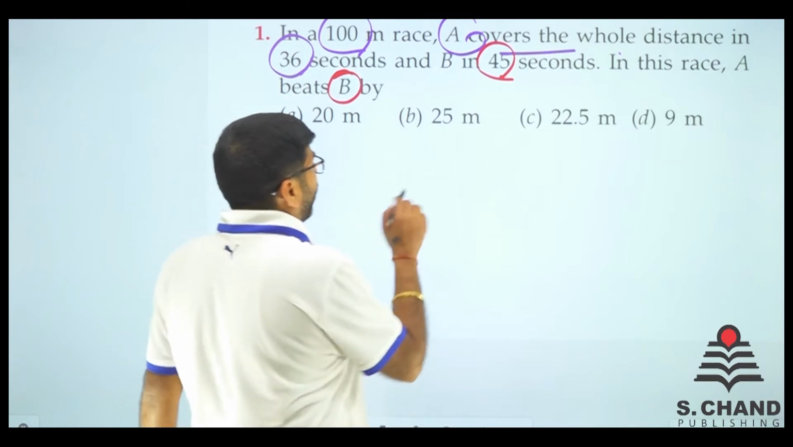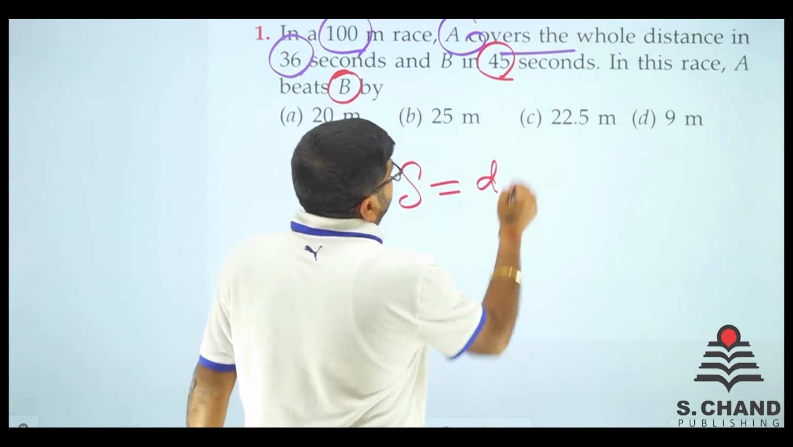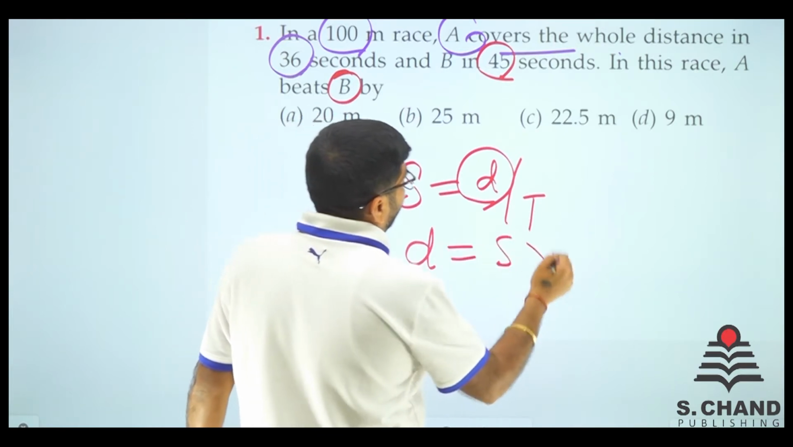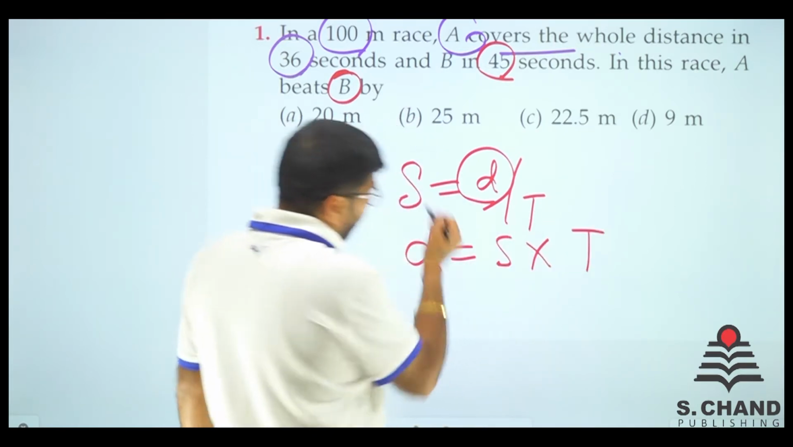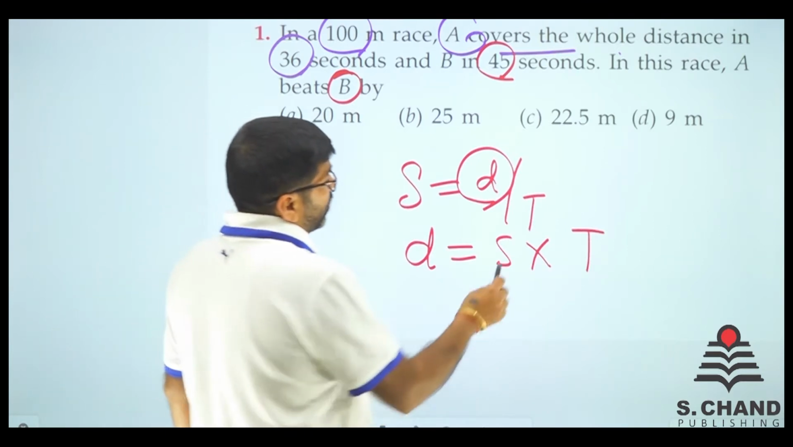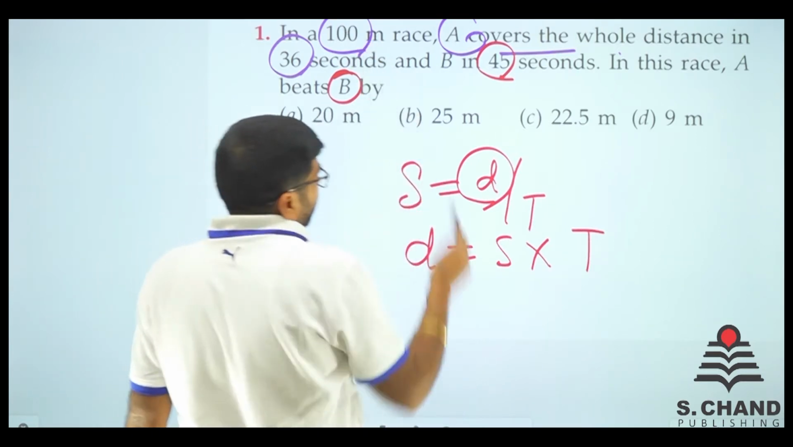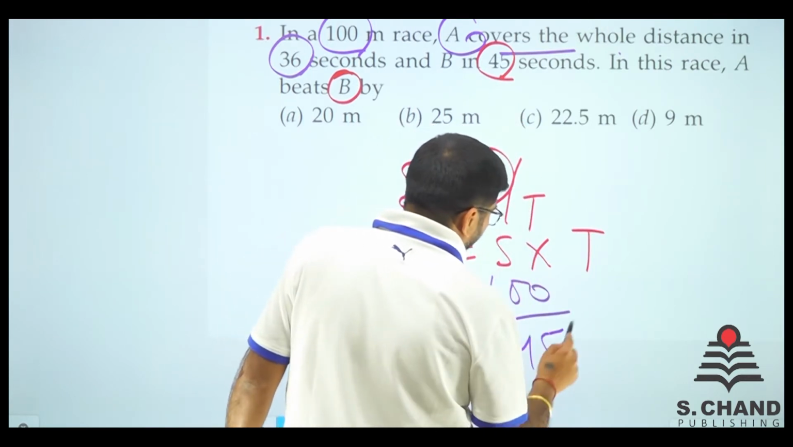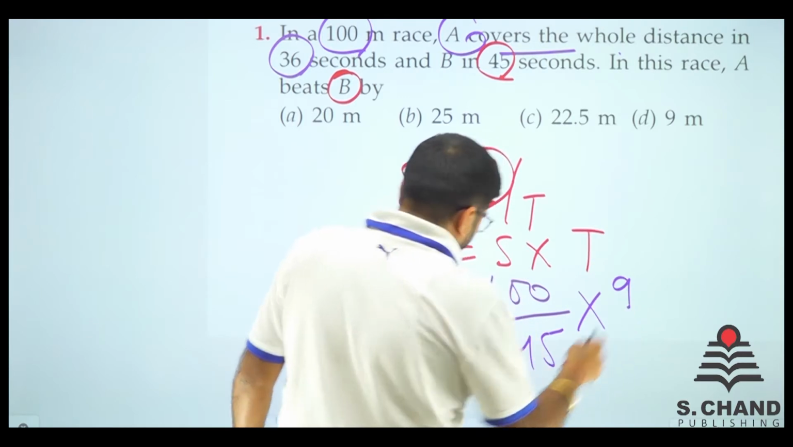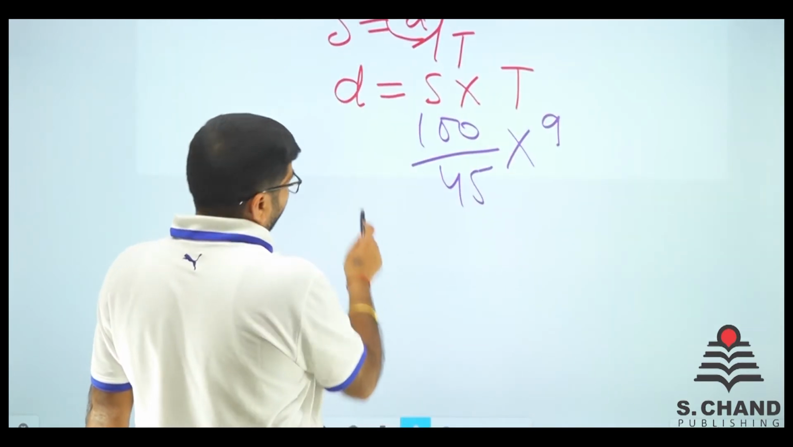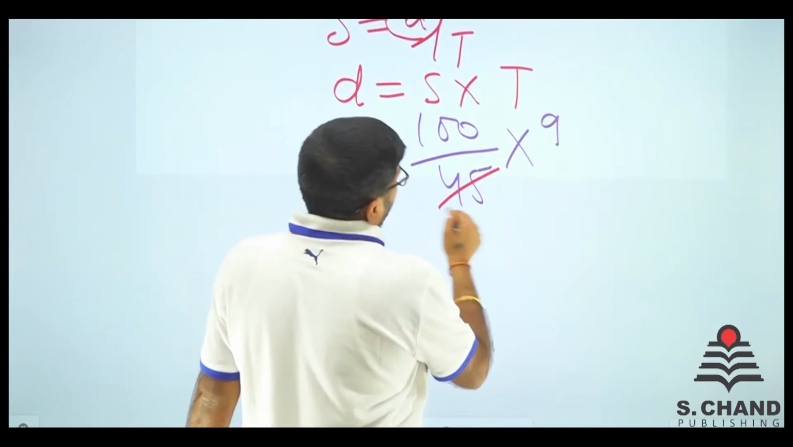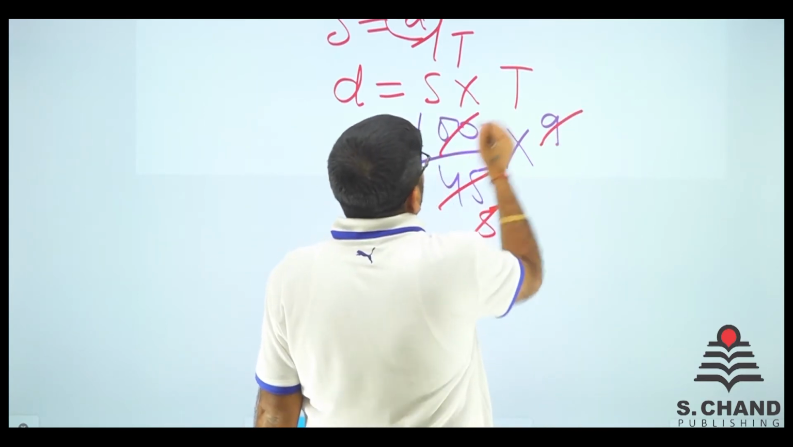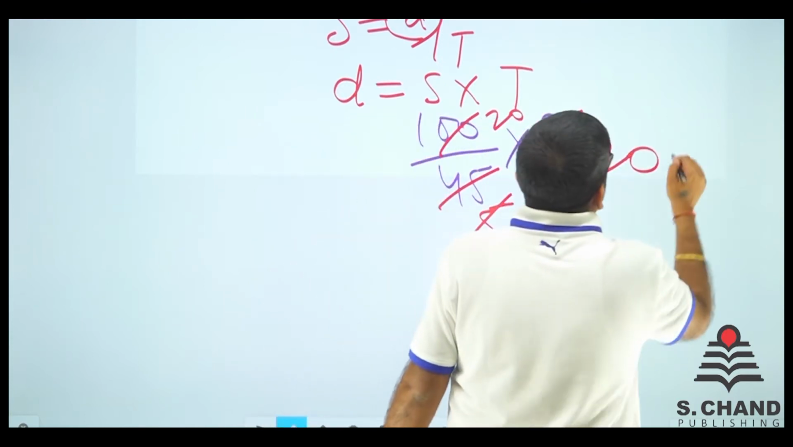So now we know that speed is equal to distance by time. Now we have to find distance. So distance is equal to speed into time. Just multiply t into s. Now what is the speed? Speed is 100 meter per second, that is 45 seconds, and it took 9 seconds. So what about 9 seconds, right? So this is 5 times, this is 0, and this is 20. So he took 20 meter.